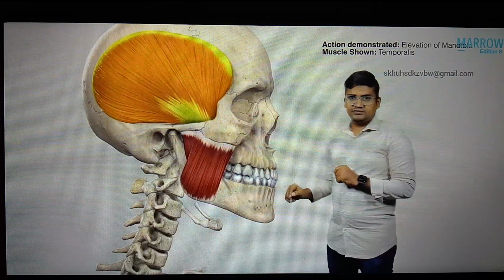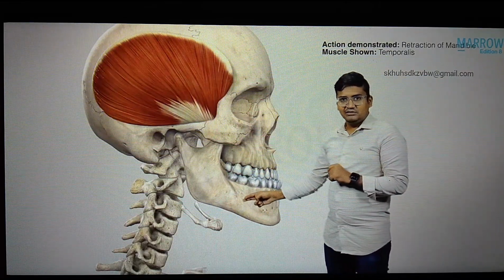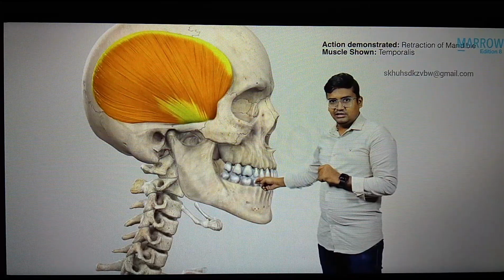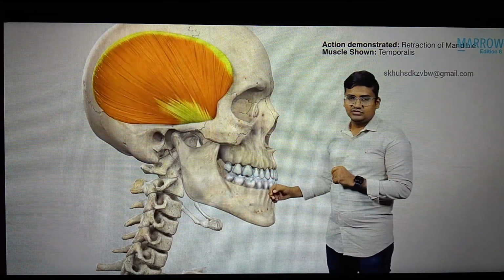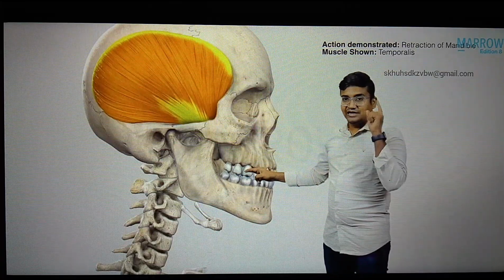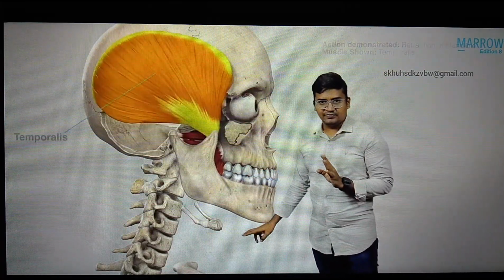The temporalis muscle also does elevation. The temporalis muscle also does retraction. See here, the mandible is protruded. Now the temporalis muscle will retract; the mandible is going to the back side. So the temporalis muscle will do retraction also. Two actions are there for our temporalis muscle.